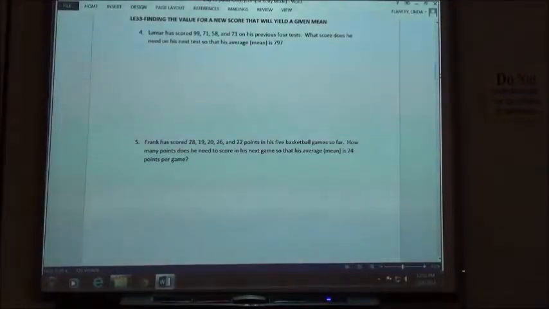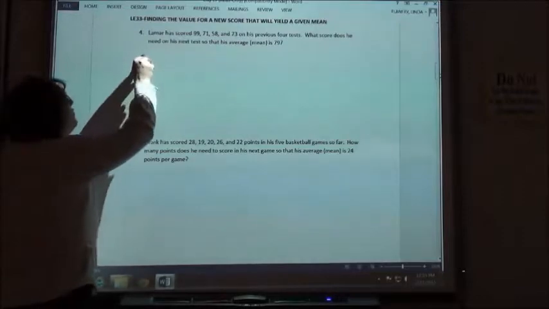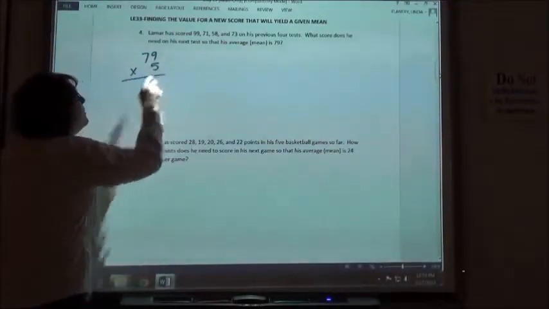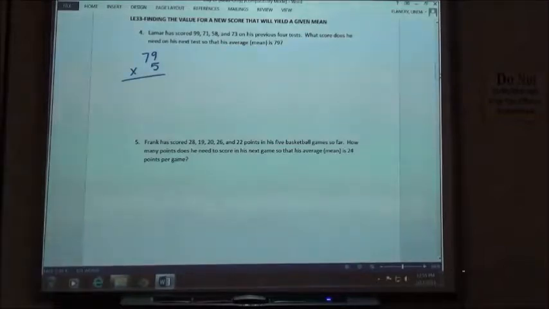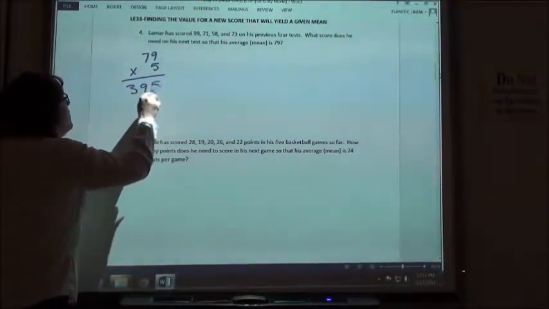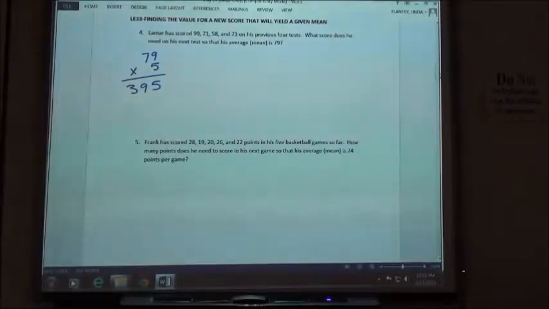So if I had an average of 79, I could find the total points I need by taking 79 times the total number of tests. He took 4 already, and he's going to take 1 more, so he's going to have 5 total tests altogether, right? So 79 times 5 is 395. That's going to give you the total points he'd have to get on every test.